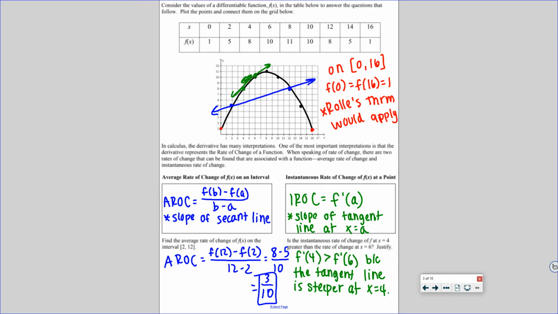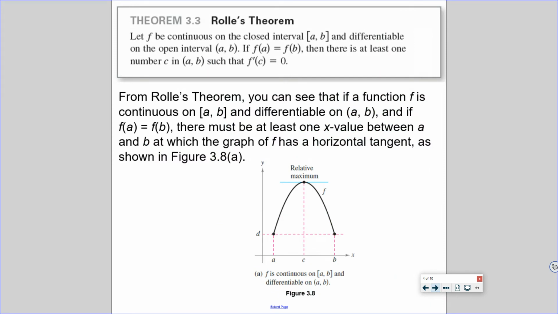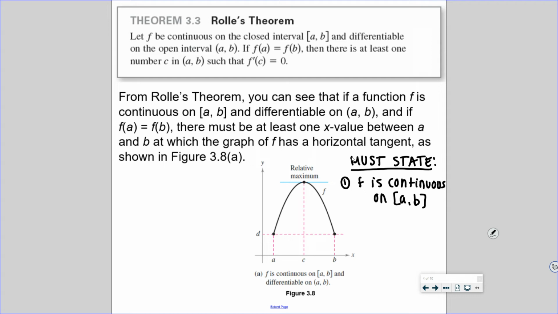as long as our hypothesis is met, meaning continuous on the closed interval, differentiable in the open. Okay, so for Rolle's theorem, here's what I would write. Again, this isn't on the AP exam, but on your homework, you must state, in order to use this, you must state or show two things. One, that your function's continuous on the closed interval. So obviously you can kind of see this pattern, like anytime we have theorems, we have to show their hypothesis holds.